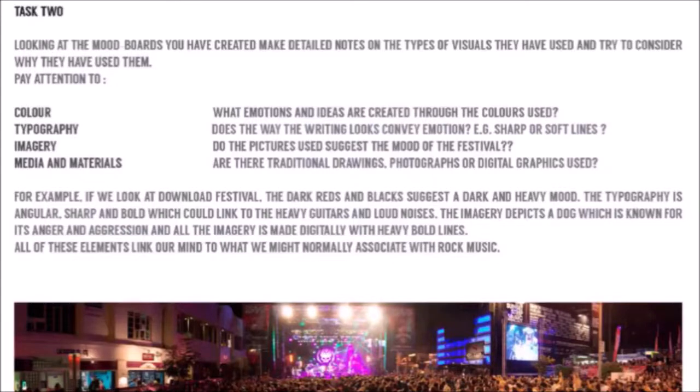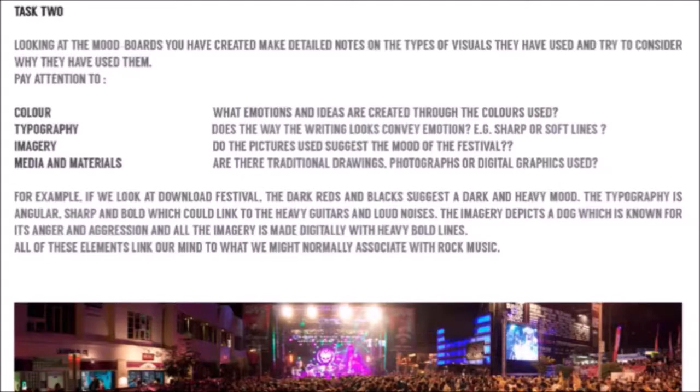We'd like you to pay particular attention to colour, typography, imagery, media and materials. When looking at colour, we want you to have a think of what sort of emotions and ideas are created through the use of colour. When looking at typography, so the typefaces that are being used, why do you think they've used that particular type of typeface? Is it sharp? Is it soft? And what kind of emotion could that convey?